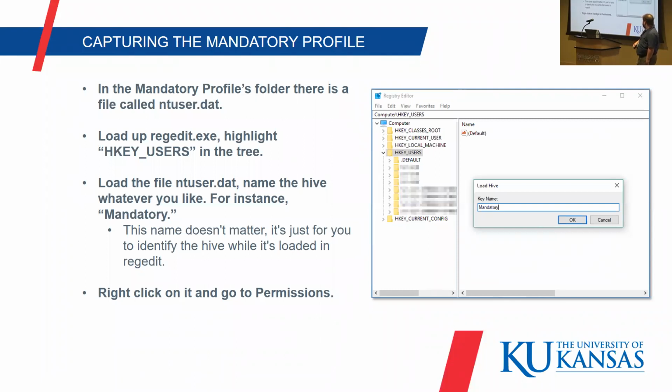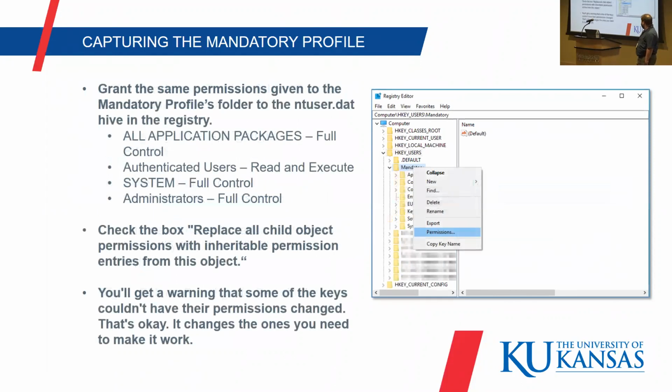Once it's loaded, right-click on that hive, named in this case mandatory, and go to permissions, and assign it the exact same rights you just gave the folders. So all application packages full control, authenticated users read and execute, system full control, administrators full control. And make sure you check the box that says replace all child objects, inheritable permissions with entries from this object. You're going to get an error message at that point that says it can't change some of the key entries, but that's okay. Everything that it needs to actually change, it does.